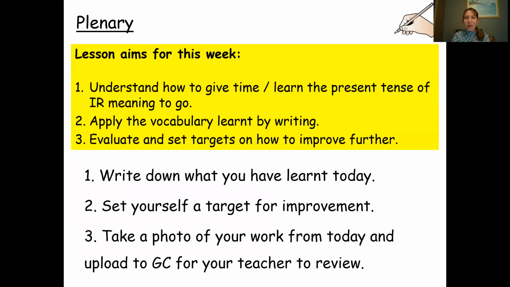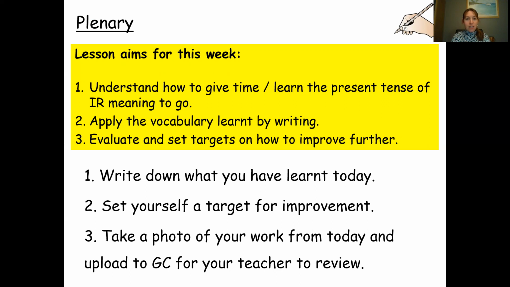Okay, so finally ending with our plenary. So you can see, looking at our lesson aims for this week, we've understood how to give time and learned the present tense of ir, meaning to go. We've applied all that vocabulary that we've learned by writing. And now I'd like you to evaluate your work and set targets on how to improve.